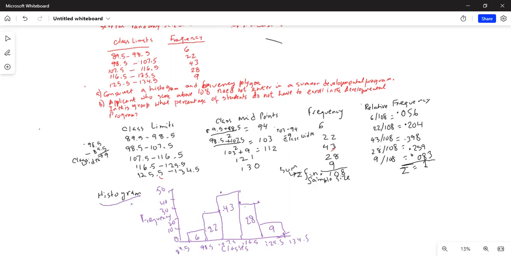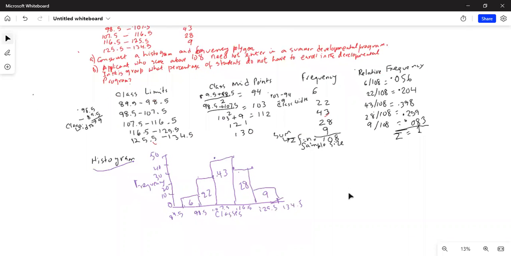Histogram means frequency histogram. Now we have to draw a polygon. Frequency polygon. That means again, let me create some space. Again, the vertical axis will have frequency, just like before. And on the horizontal axis, we have the class midpoints. Remember, on the histogram, you have classes on the horizontal axis and frequency on the vertical axis. And in frequency polygon, we have class midpoints on the horizontal axis.